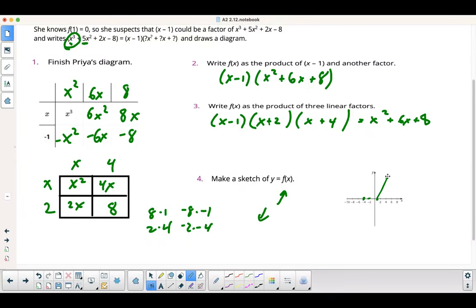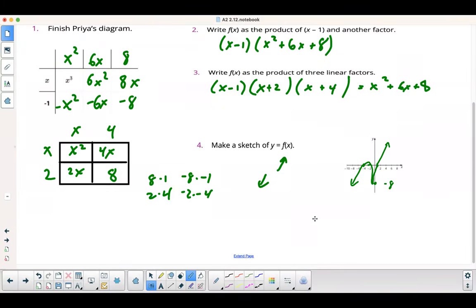So the right side up, left side down. I know my y-intercept's down here at -8. So I'm going to cross through here and come up and back down. A little sloppy. Let me redraw that.